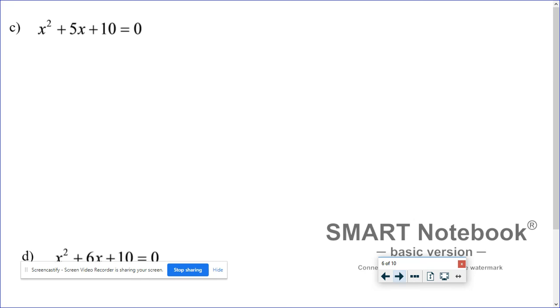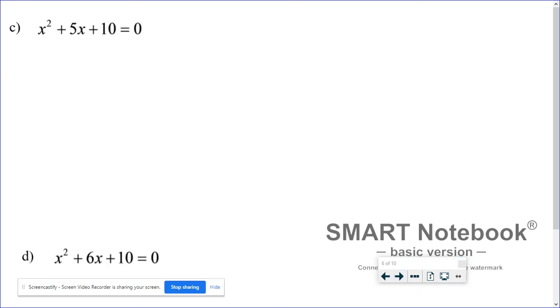Got a couple more to try here. We're going to save these for an exit ticket. So you can give them a try, and then we'll go over them as an exit ticket at the end.